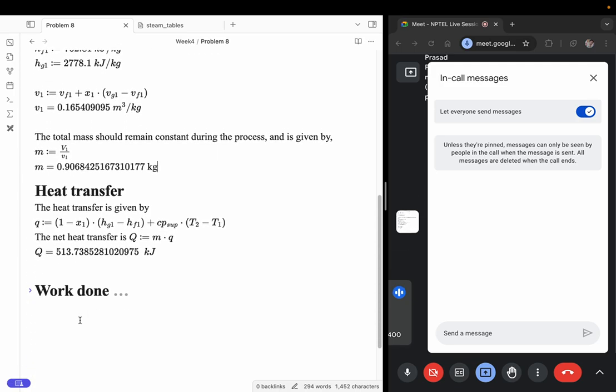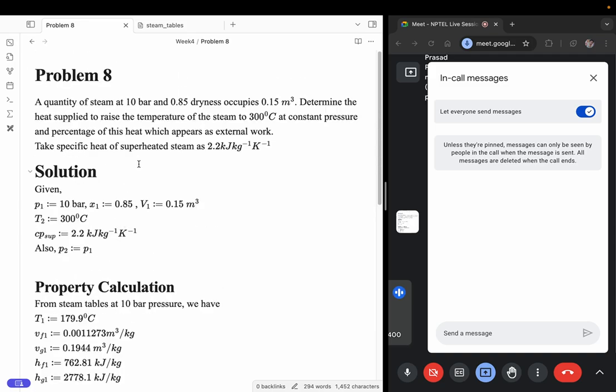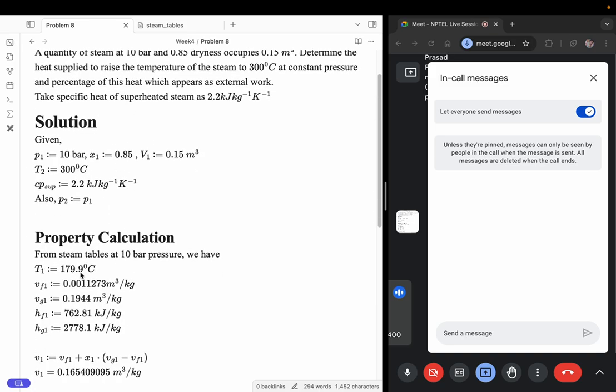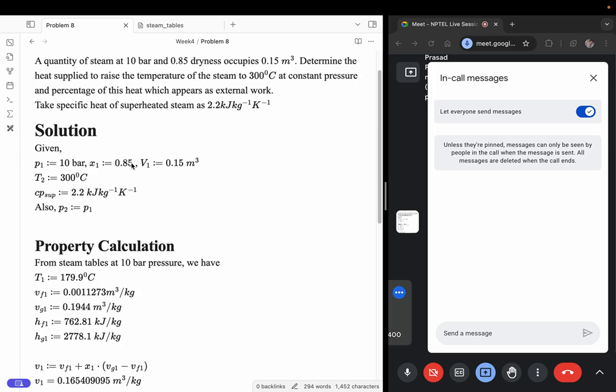Next, the heat transfer and work done. So what is the net heat transfer, and how do you calculate that? What is happening inside the cylinder? Initially you are at 179.9 with the vapor fraction of 0.85, so there is some liquid plus vapor. What you are doing is heating it up. The liquid is getting converted into vapor at constant pressure, and then once it gets converted into vapor, in the vapor state you are again heating it up to 300 degrees Celsius.